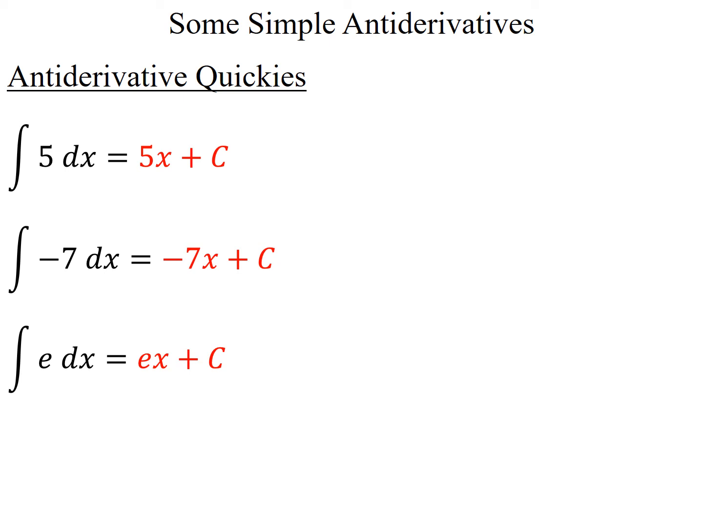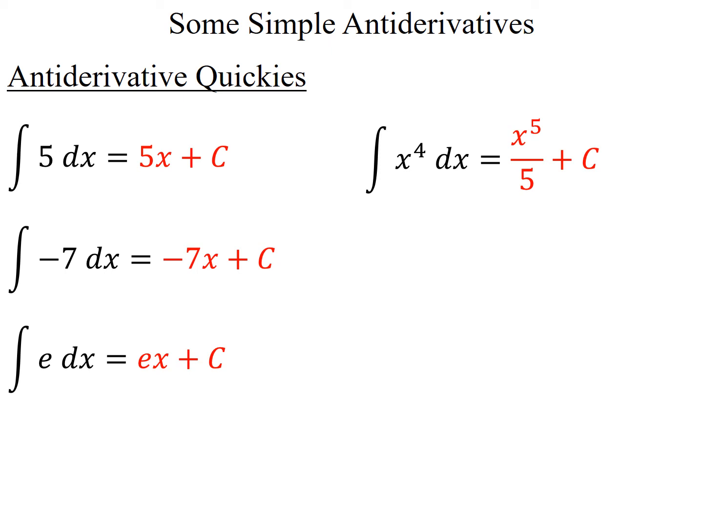Okay, now let's go to the antiderivative of x to a power. So if I want the antiderivative of x to the fourth, what do you do? Again, copy the x down, then add 1 to the power, then divide by the new power. So when you add 1 to the power it becomes 5, and then you divide by the new power, which is 5. So it's going to be x to the 5 over 5, and then just add c.